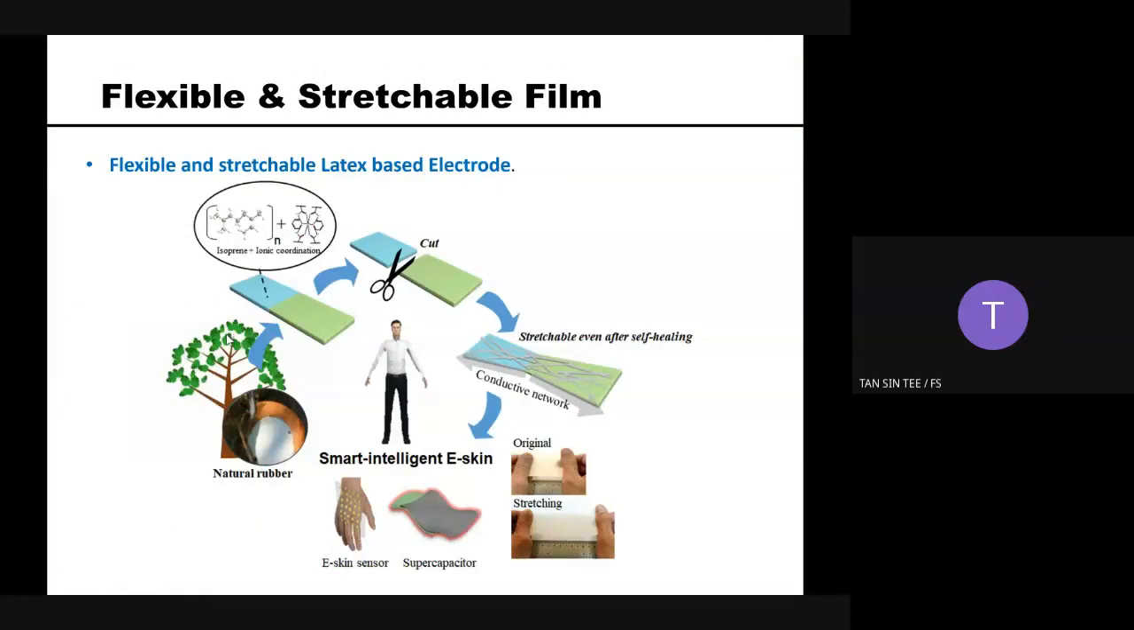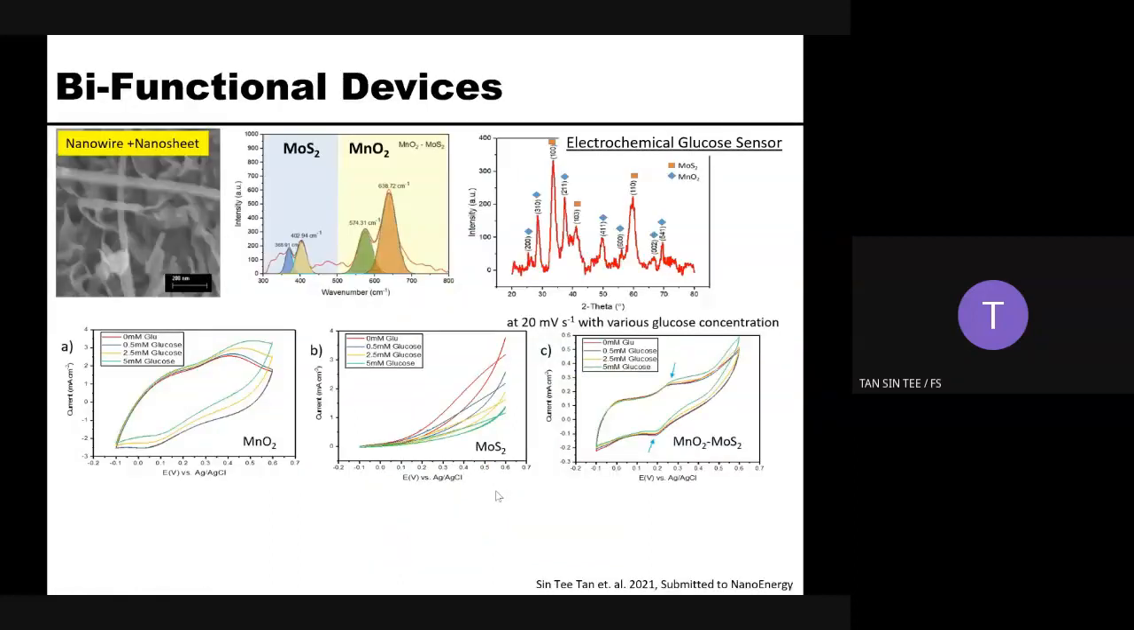And lately we are also working on a flexible and stretchable latex-based electrode, using an isomer of the latex. We are embedding it with the silver nanowire to make a transparent electrode. Our hope is to make it for wearable devices. This is one of the images showing the original and after stretching. We will use this for our application in e-skin sensors and supercapacitors.